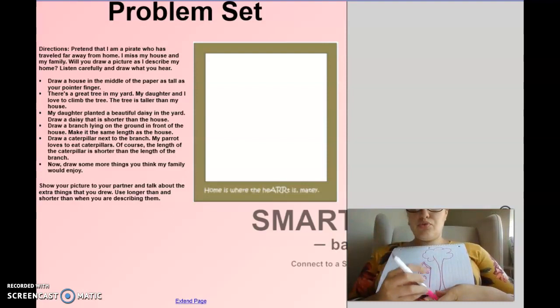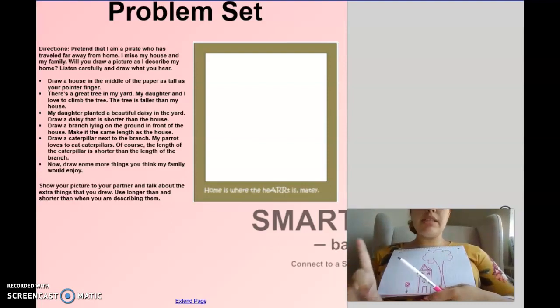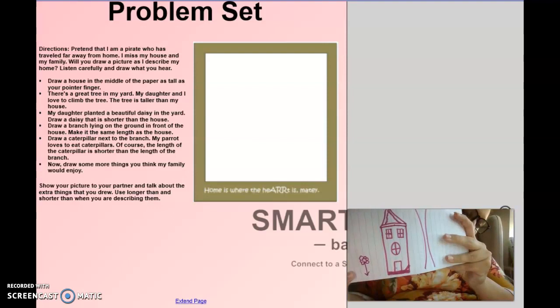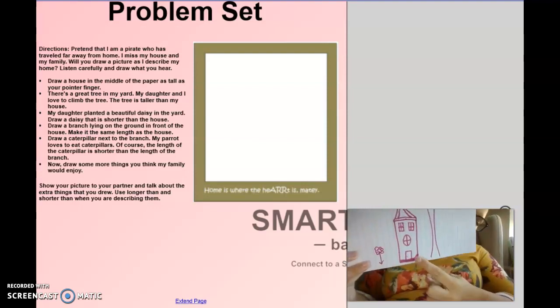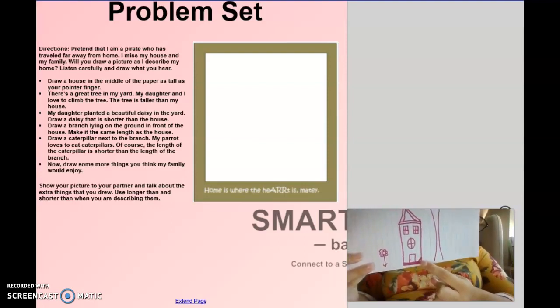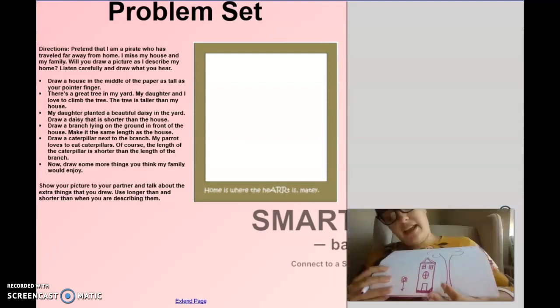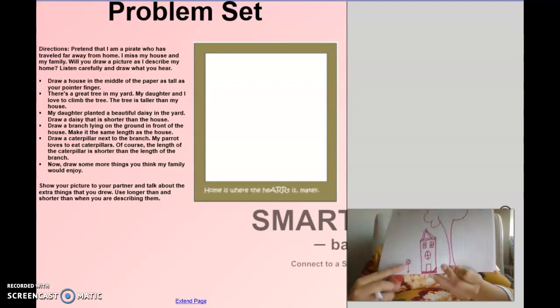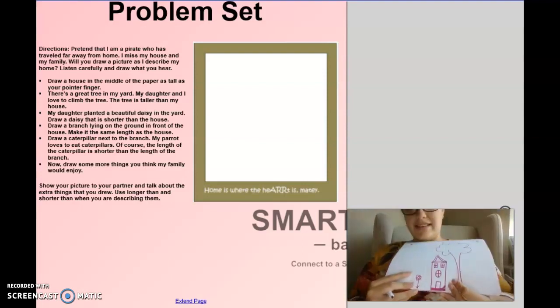Now, draw a branch lying on the ground in front of my house. Make sure it's the same length as my house. It's probably not very safe, but I drew my branch in front of my door. Okay? So you'd have to be careful when you walked out. But is it the same length as my house? Yes.